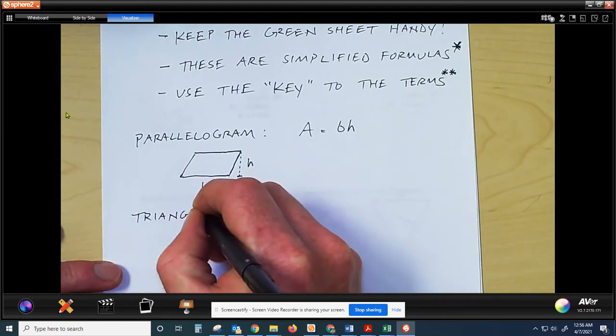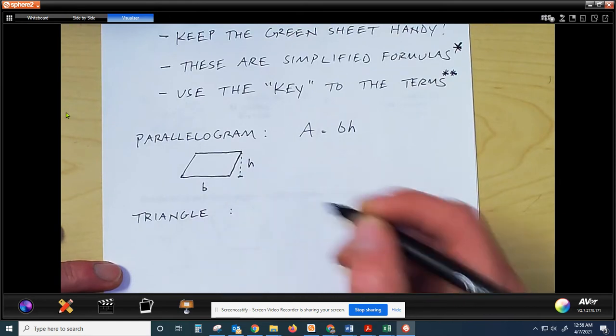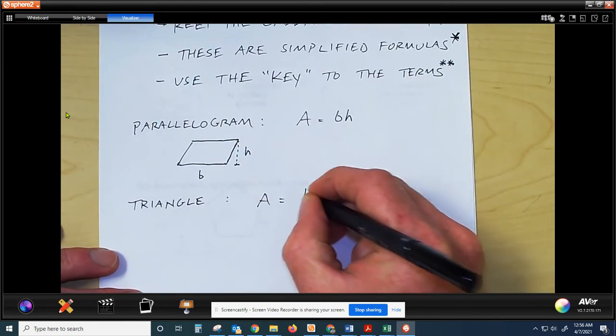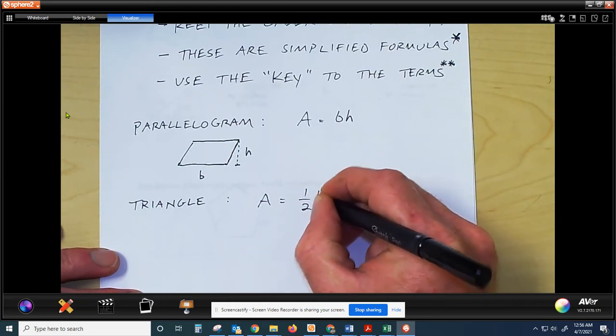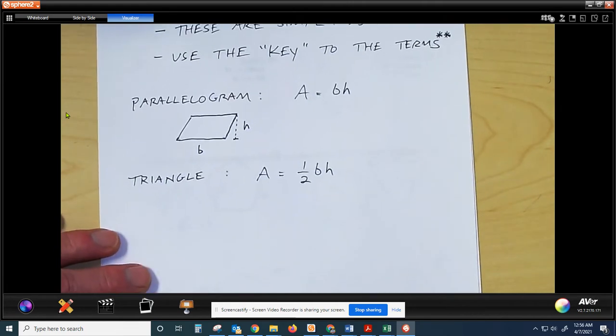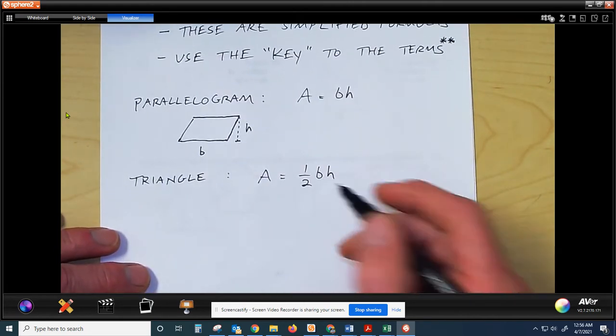Triangle. The area of a triangle is 1/2 base times height. Variables written together, these are all multiplications. Okay. Mr. Mitchell, where does this come from? Why is there a 1/2?